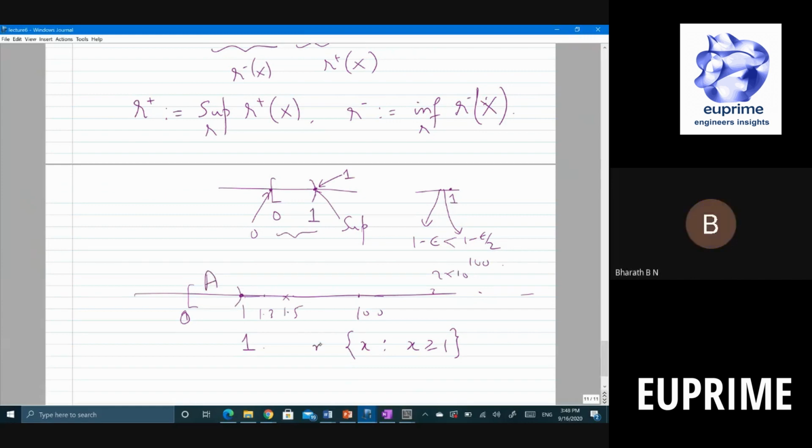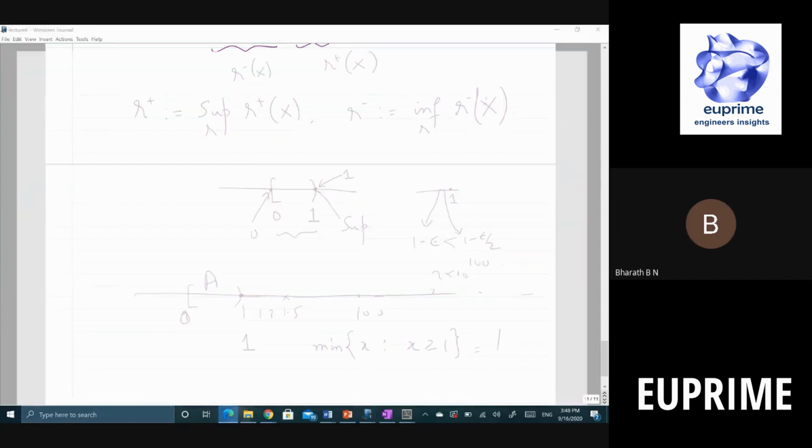So now you take the minimum. What is the minimum of this? 1, right? So this is called the supremum. It's the least upper bound. You take the set of all upper bounds and take the least number there. That's called the least upper bound. It's called the supremum. What is the infimum of this set?